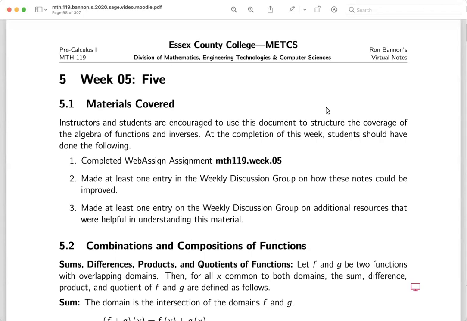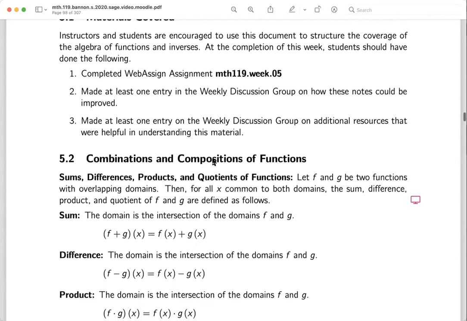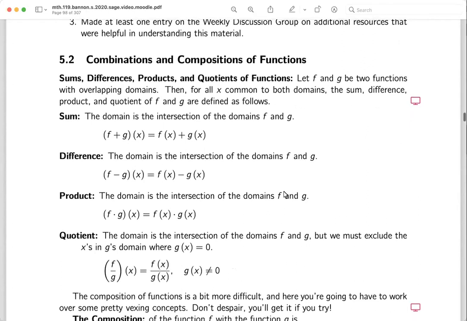Okay, we're in week 5, and again, the hope is that you paid attention. You may not have understood everything that was presented to you, but you've paid attention to what was presented, and that you need to get examples. You need to have examples that help you understand what was just presented to you, and that's what we're going to do. Again, we talk about combination and composition of functions.